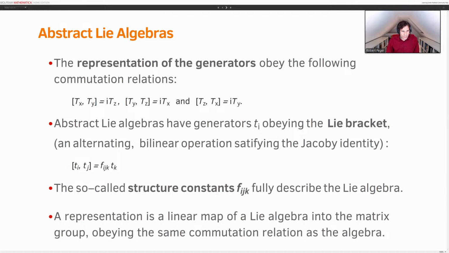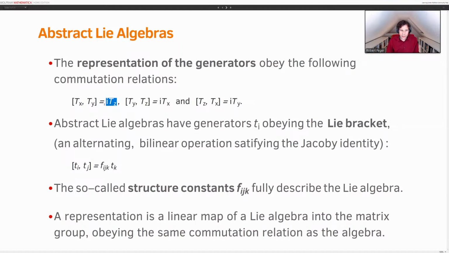So I said that these generators that I just showed you, the matrices, they are a representation of the generators of SO3, and they obey these commutation relations. So this is the commutator of these two matrices, and they are linear to TZ, and then there are the same commutation relations for all the other combinations.